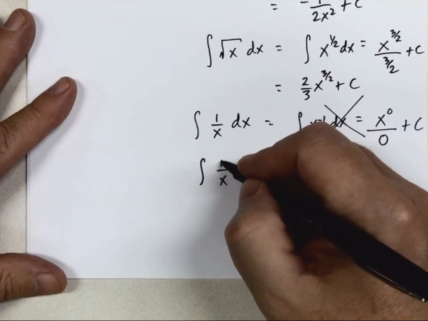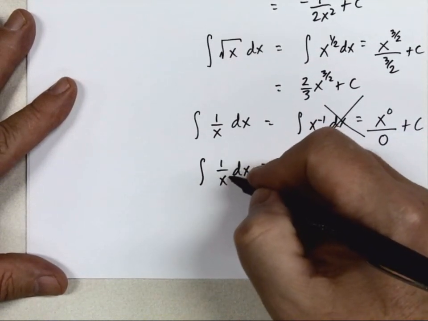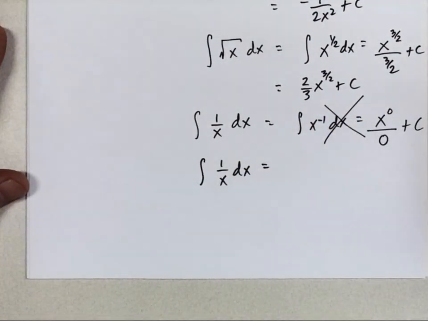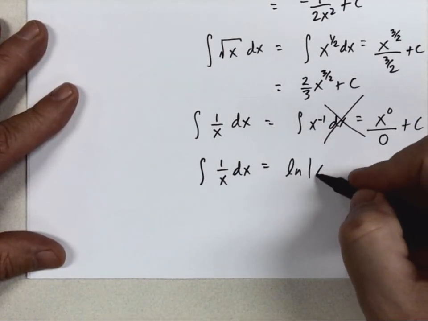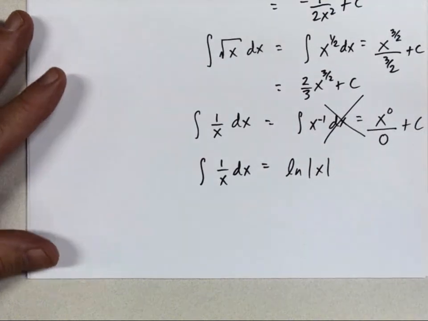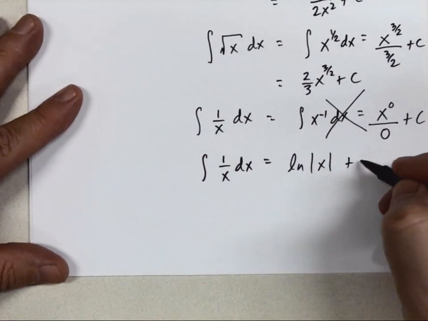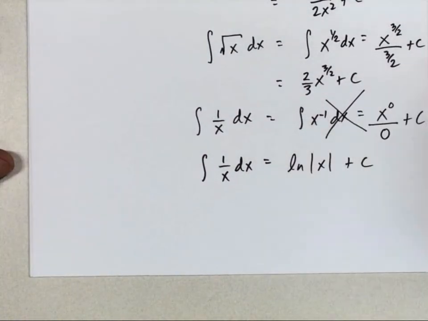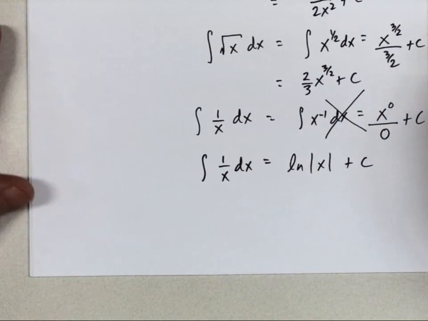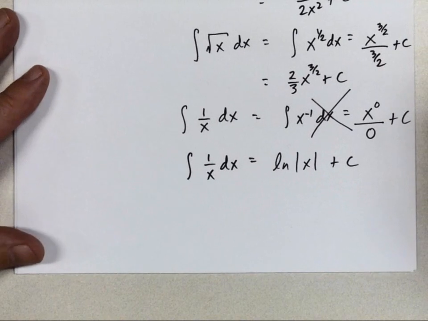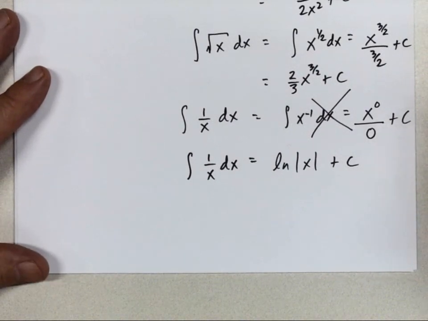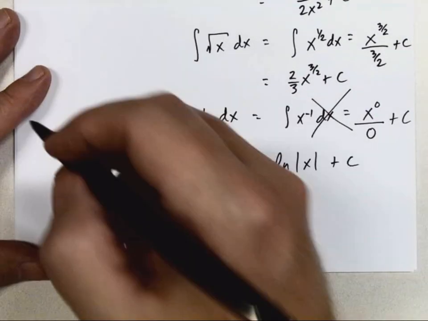So when you have 1 over a variable, or something where your exponent is -1, the integral ends up being natural log, and you have to put these absolute value signs in here. Which sort of makes sense because, remember, integrals are also called antiderivatives. When you take an integral, it's like you're reversing the derivative.